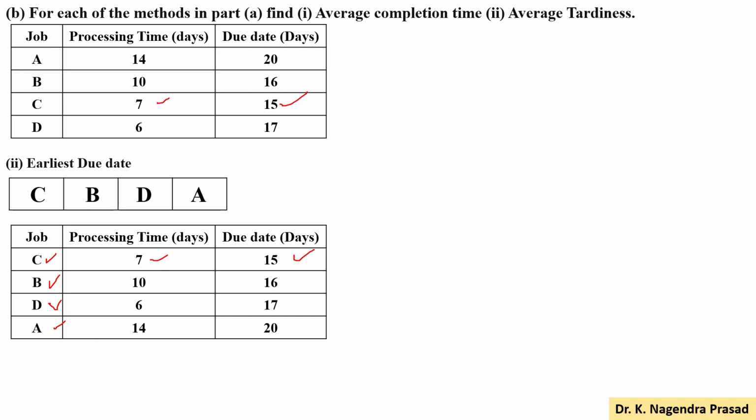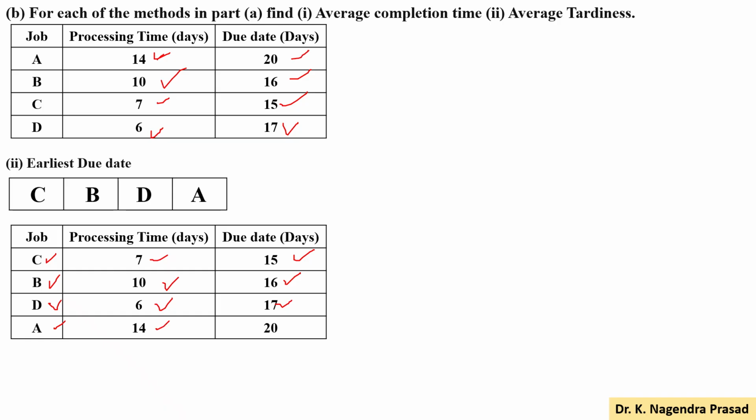Next for job B, 10 and 16. So write down 10 and 16. Next for job D, the processing time is 6 and the due date is 17. So write down 6 and 17. Next for job A, the processing time is 14 and the due date is 20.